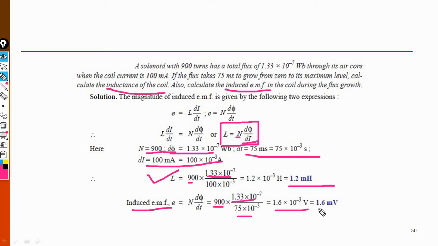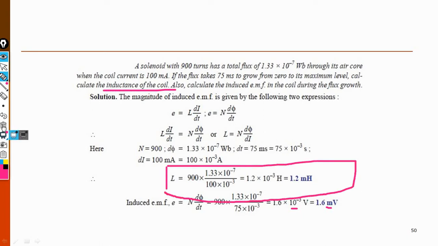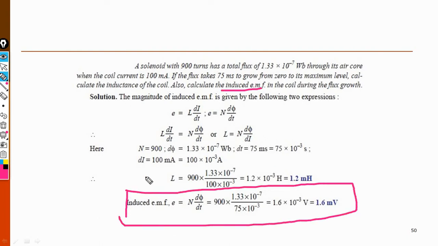This is the induced EMF, 1.6 millivolt, that is 10 raised to minus 3. That is milli; we have taken the millivolt. That means first we have to calculate the inductance of the coil. This is the inductance of the coil. Then we have to calculate the second induced EMF. Now this is the induced EMF, and this is the inductance.